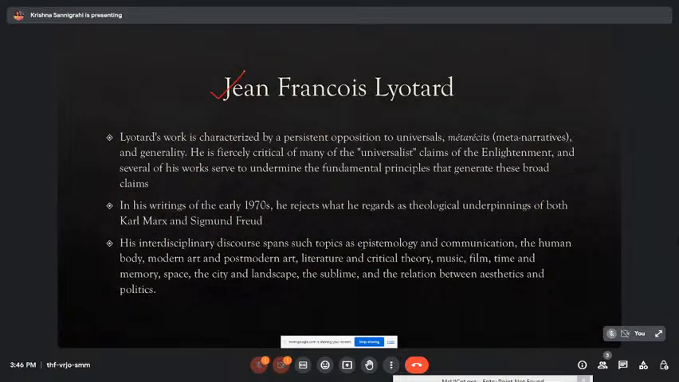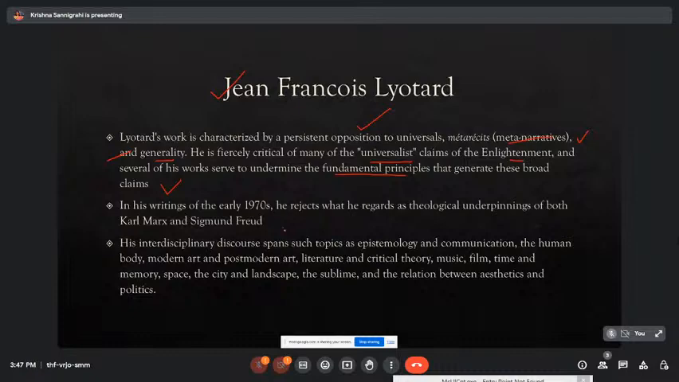Now, when we talk about Lyotard, he is characterized by persistent opposition to universals, meta-narratives, and generality. Lyotard questions and opposes the universals, that is, the meta-narratives which define history and the things before us, and generality. He is fiercely critical of many of the universalist claims of the Enlightenment, and several of his works serve to undermine the fundamental principles that generate these broad claims. So in the mode of the post-structuralists and postmodernists, Lyotard is questioning the universality of ideas which are considered universal.